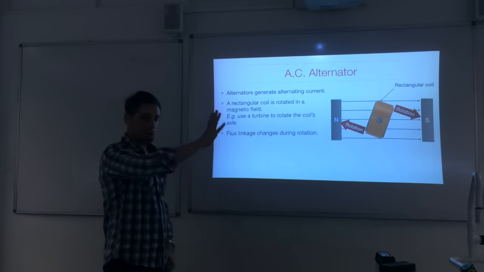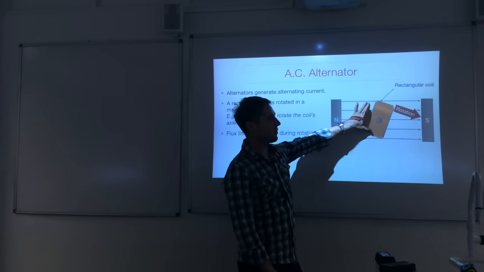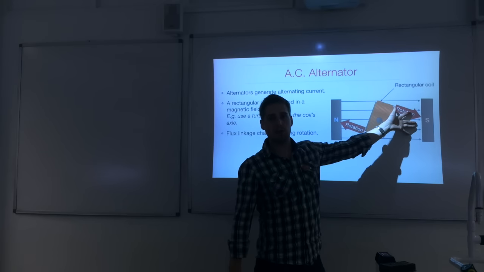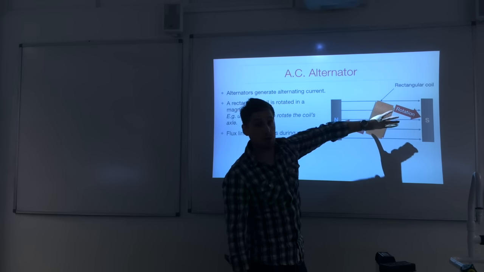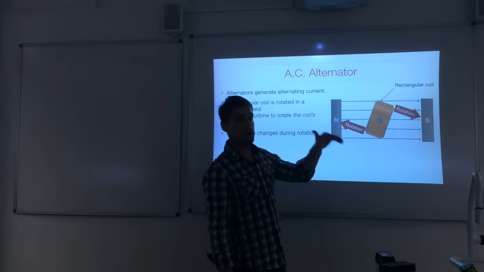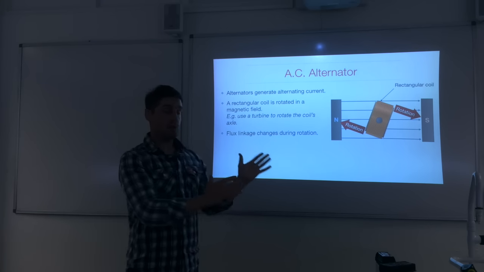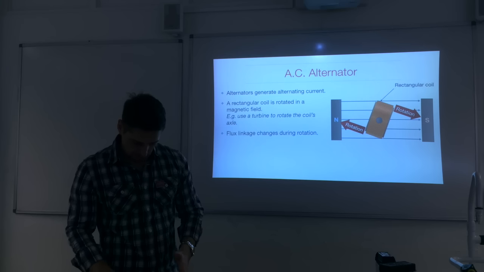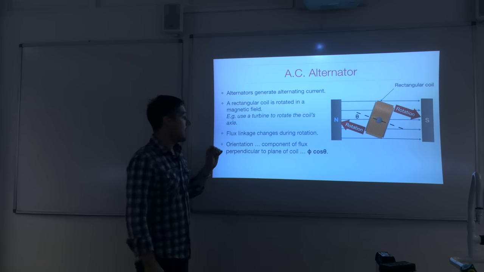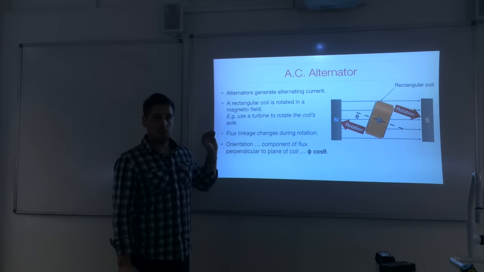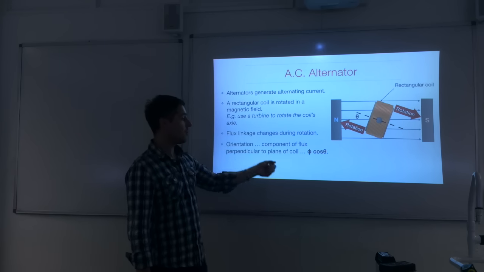As the coil rotates, the flux linkage is going to change. As you can see, when the coil is vertical, you've got loads of flux lines going through the coil perpendicularly. And when it's horizontal, you've got no flux lines perpendicular to the coil, so you know the flux linkage is changing as you rotate it. We need to consider the orientation of the coil though. We need to consider the component of flux that is perpendicular to the plane of the coil.